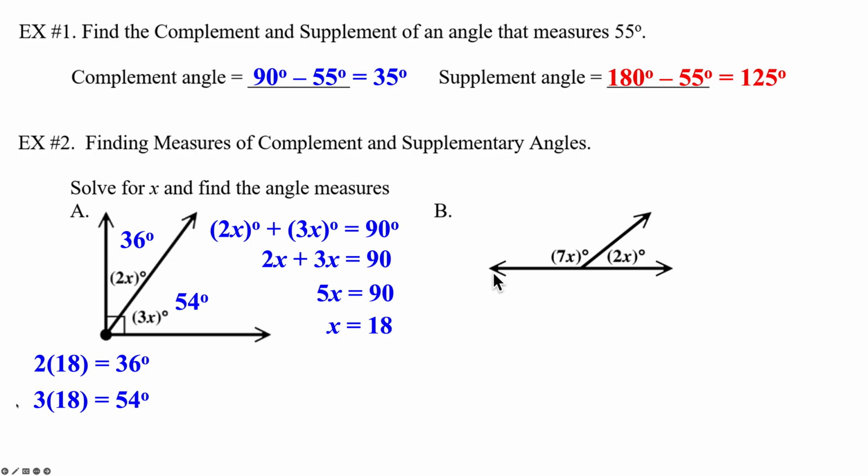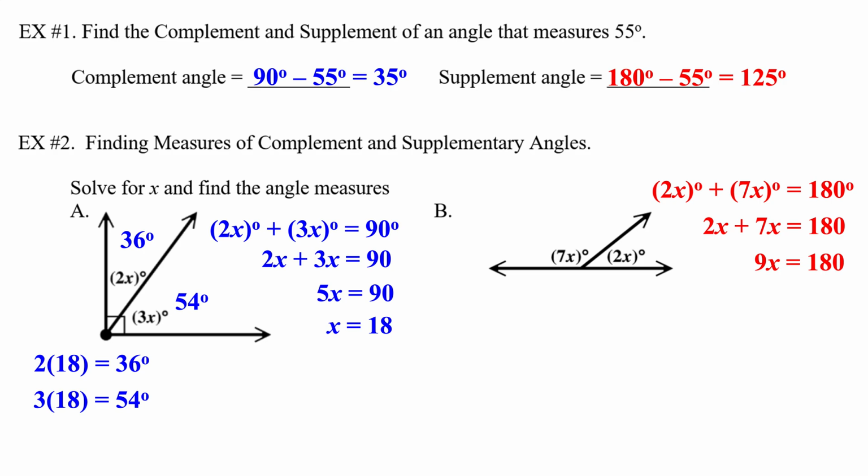Over here, B, like we said, we have a straight line that measures 180 degrees. So these two angles have to add up to 180. Again, if you don't want to work with the degrees, you don't have to. 2x plus 7x is 9x. 9x equals 180, so x equals 20 when we solve for x. Plug into the 2x, that'll be 40 degrees. 7 times 20 will be 140 degrees. And there are my two supplementary angles.